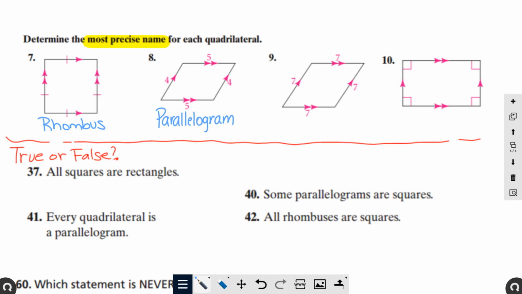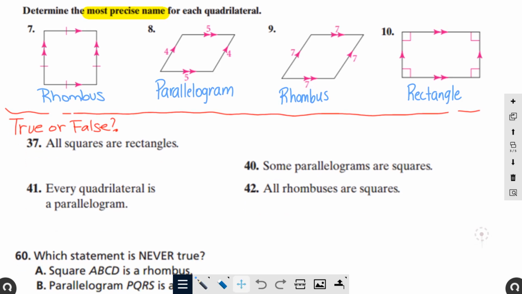All right. What do we know about the next shape? All sides are equal, so it's a rhombus. In 10, what do we know? 4 right angles, so it's a rectangle. Can we call it a square? No, a square needs 2 pieces of info, right? Because it's the love child of the rectangle and rhombus. We need 2. All right, here we have some true or false statements.